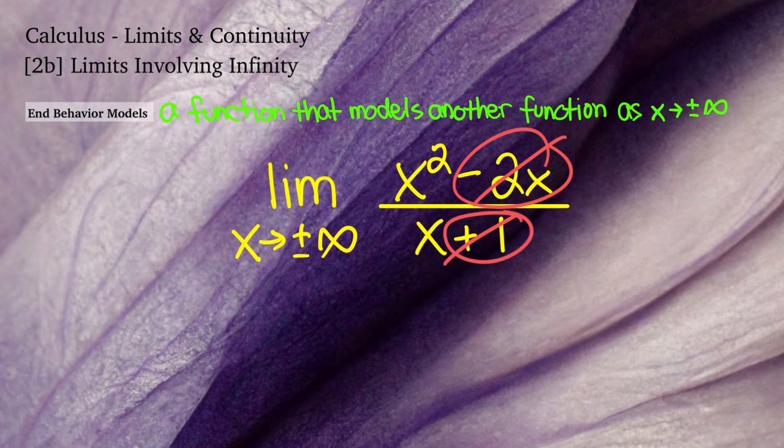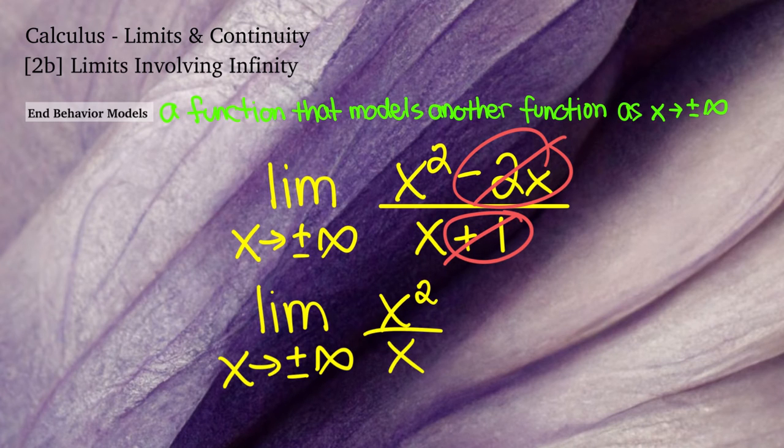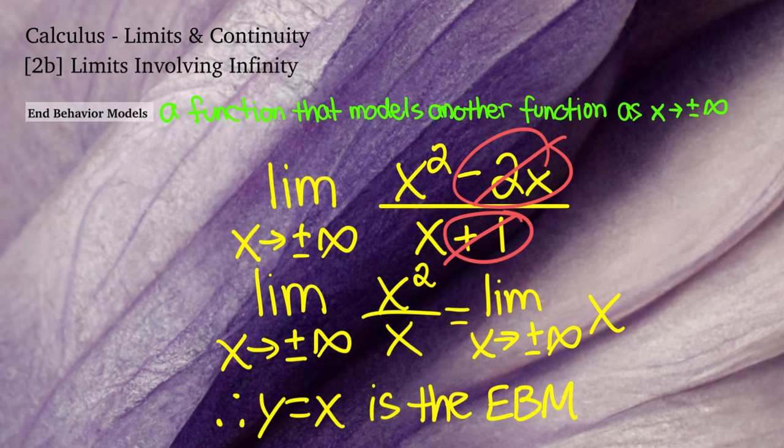In short, the terms that matter the most in the numerator versus the denominator are the terms with the highest degree. Therefore, we have the limit as x approaches positive or negative infinity of x squared divided by x, which simplifies to the limit as x approaches positive or negative infinity of x. Thus, y equals x is the end behavior model for this function. The function acts like the identity function y equals x when x is very large. Graph it so you can see it. It goes up to the right and down to the left, with some other stuff in between.